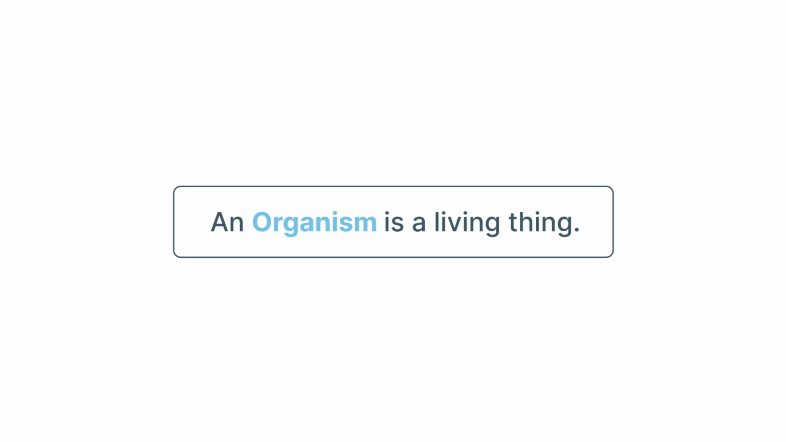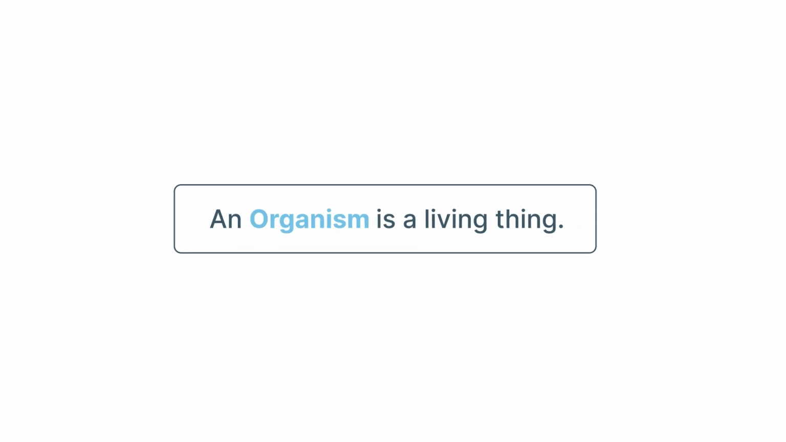In biology, we tend to refer to living things as an organism. This diversity of organisms on our planet is known as biodiversity. But how do we know if something is alive or not? We broadly define something as being alive if it has metabolism and continuity.